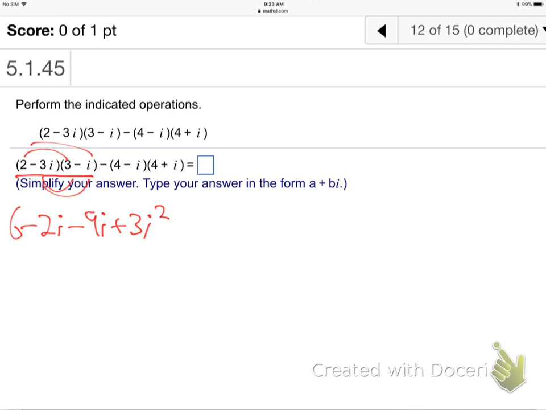And then this minus sign in the middle here goes there, and then you got to FOIL that other stuff out. So I'll FOIL the other stuff. Boom, boom. 16 plus 4i minus 4i minus i squared.